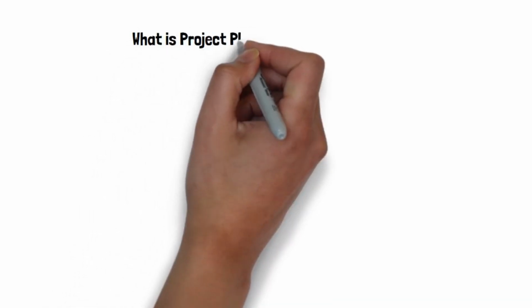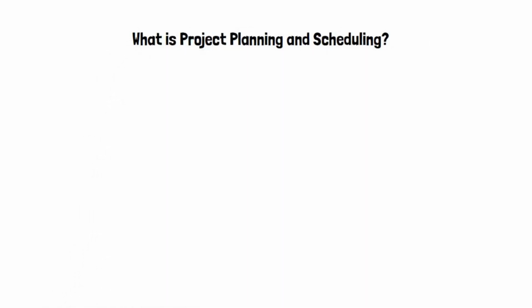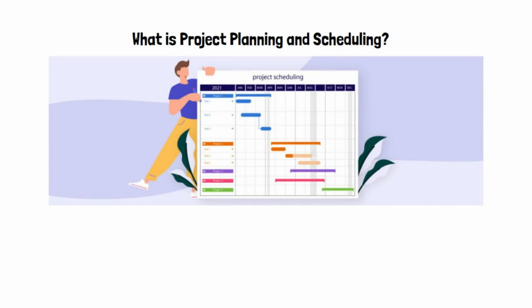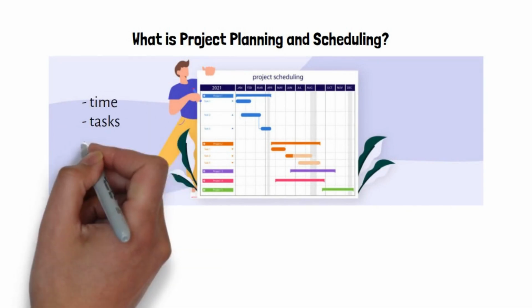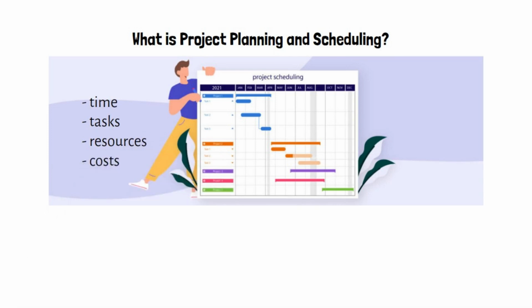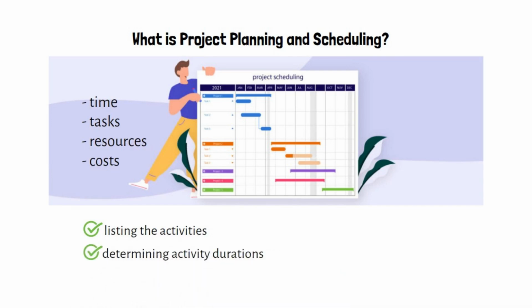What is project planning and scheduling? Project scheduling is one of the most important processes which combines time, tasks, resources, and costs in a project. Basically, work schedules are created by listing the activities, determining activity durations, and assigning activity relationships.